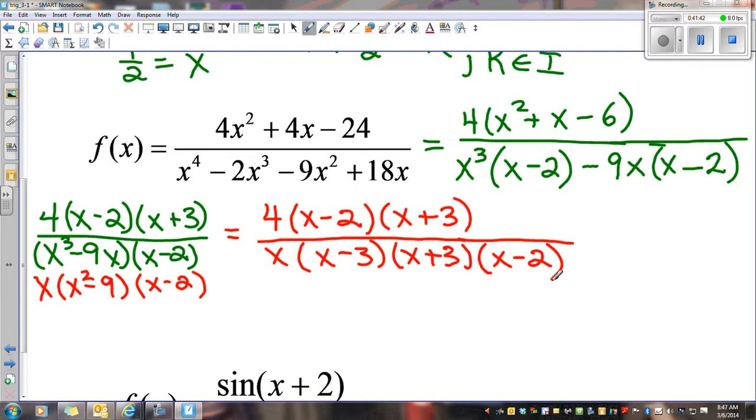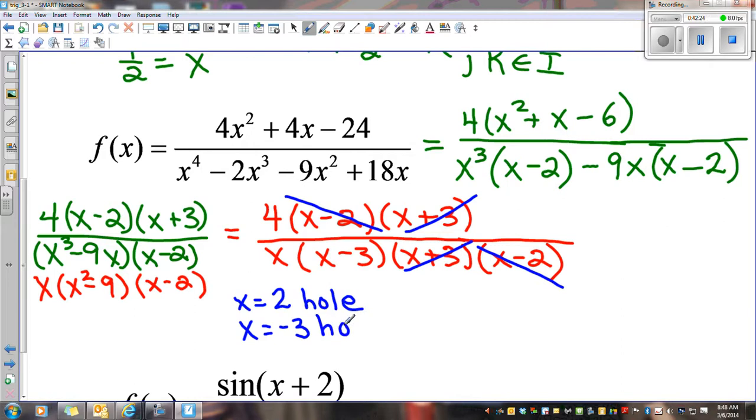Now, first things first, I start removing factors from the top and bottom. What does that mean? There's holes. They're removable discontinuities, okay? So, if I factor x minus 2 and x minus 2, that means x equals 2 is a hole. Right? Now, next. x plus 3 is like holes. Okay, x plus 3, so that means x equals negative 3 is a hole.